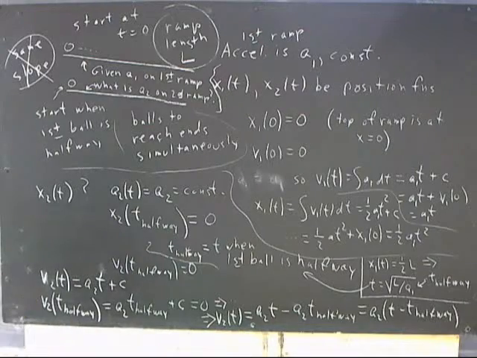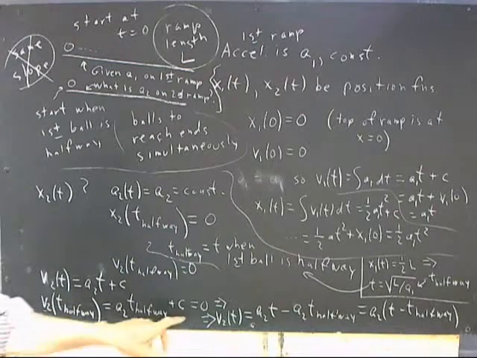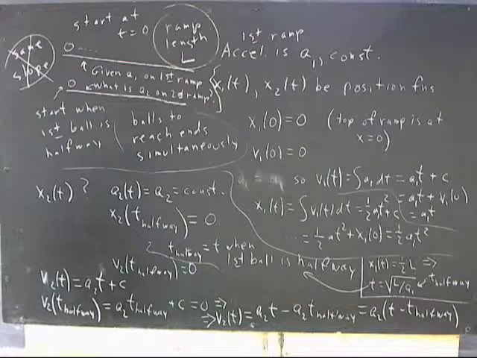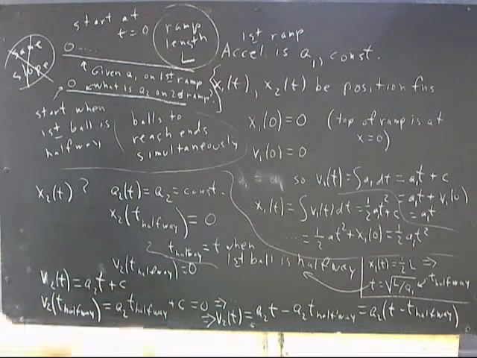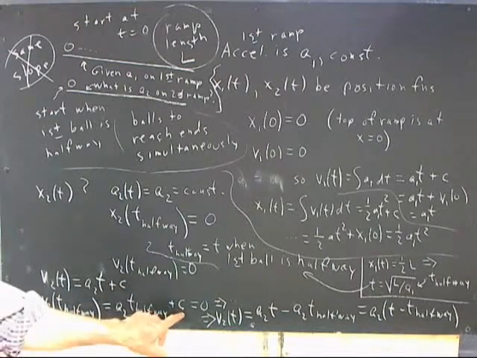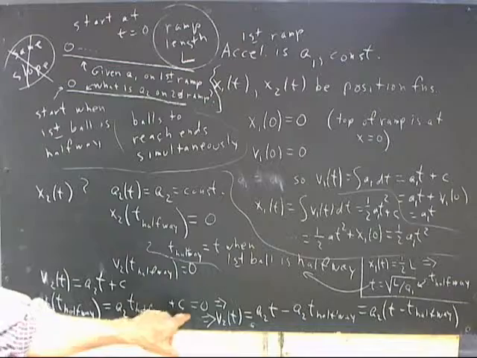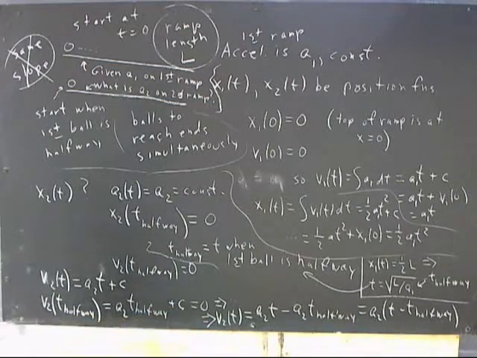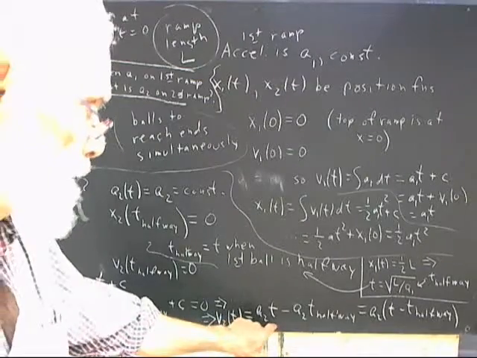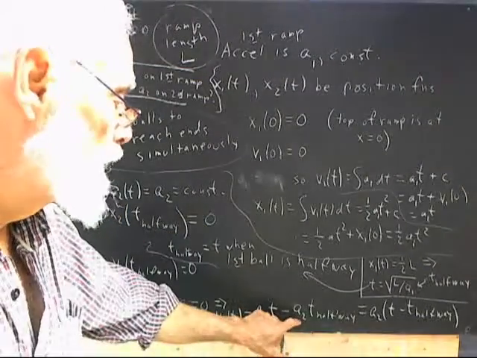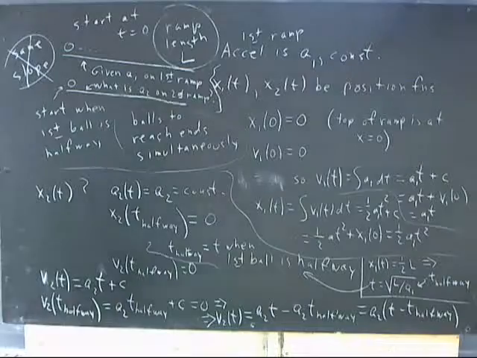So v2 of t halfway has to equal a2 times t halfway plus c. And what's the conclusion from that? Well, we solve this for c. This has to equal 0, which means c equals negative a2 times t halfway, so that our v2 of t function is just a2 t minus a2 times t halfway.